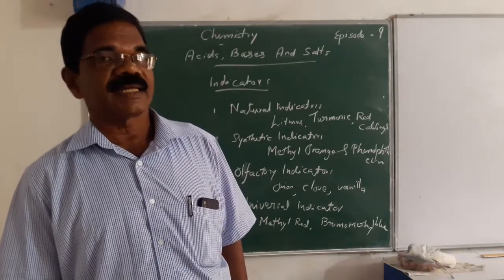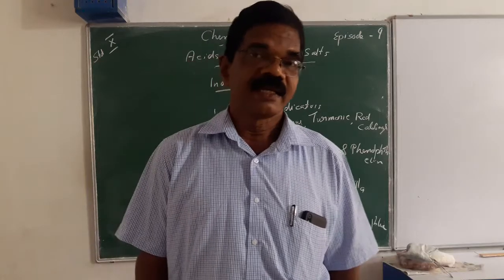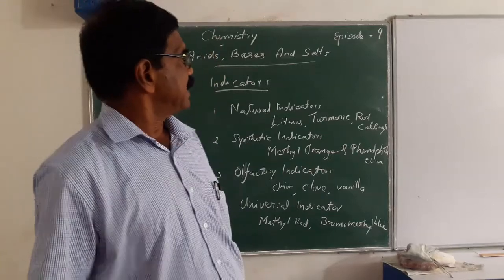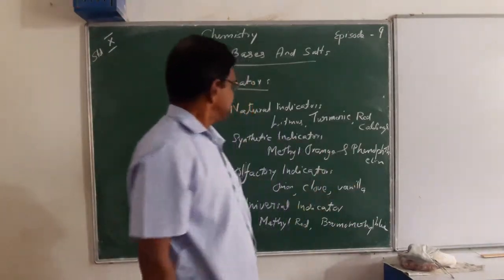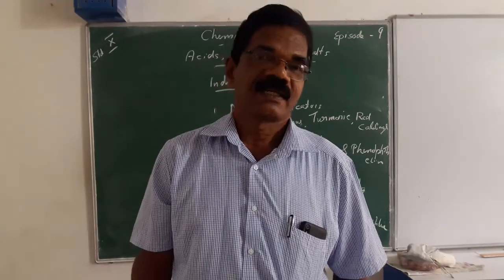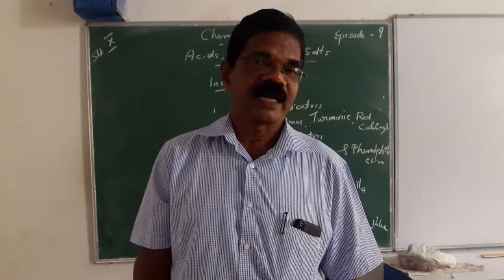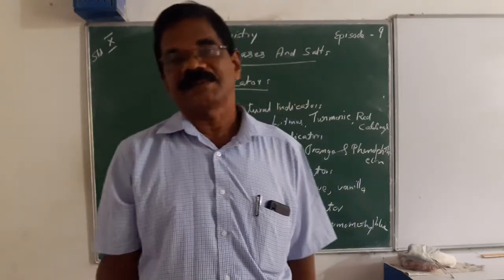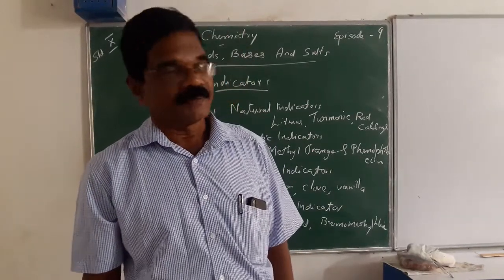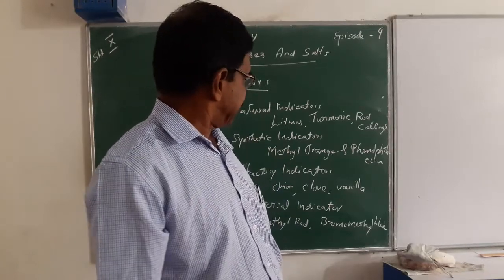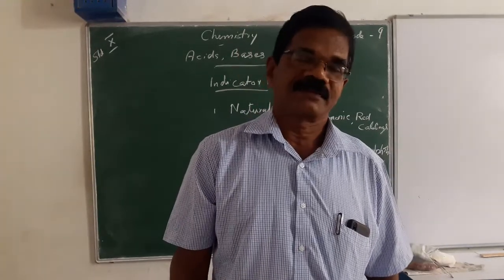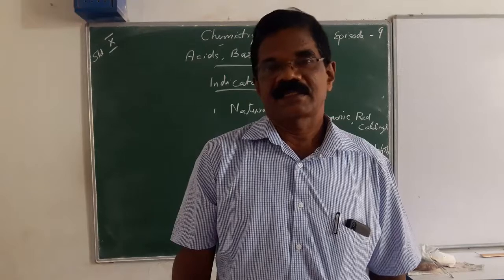Natural indicators, which are natural in origin, we get directly from nature. Examples of natural indicators are litmus, turmeric, and red cabbage. They show different colors in acids and bases. Then those produced in the laboratory are called synthetic indicators. They are artificially prepared in the laboratory. Methyl orange and phenolphthalein are examples. Then the third type is olfactory indicators, which change their smell or odor in acids and bases.